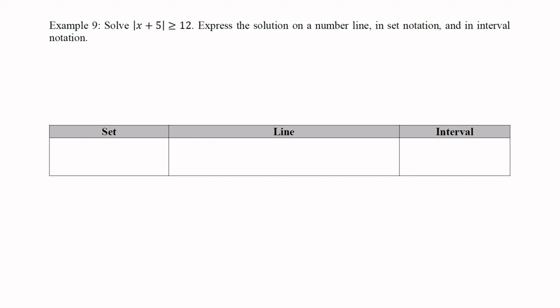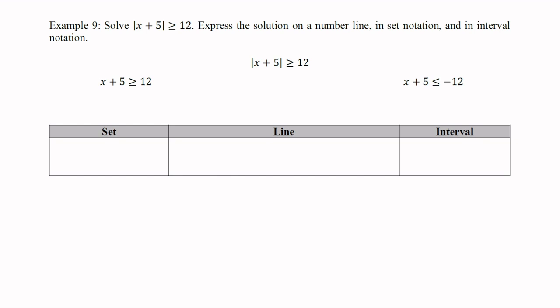So let's take a look at an example. Here we have an absolute value expression greater than or equal to 12. It's already isolated, so we're going to split it up into two statements. We have x plus 5 is greater than or equal to 12. It's the same statement without the absolute value symbol. And then we flip the sign and change the sign. So we have x plus 5 is less than or equal to negative 12.